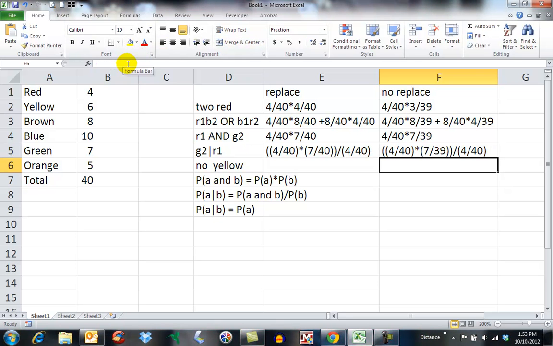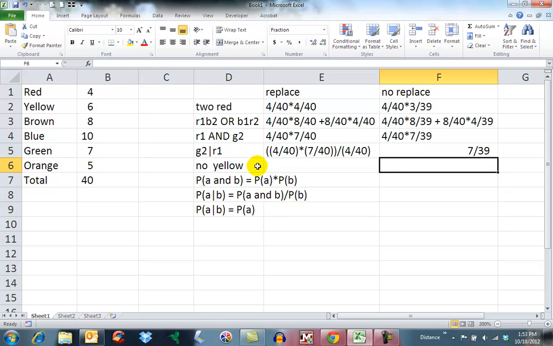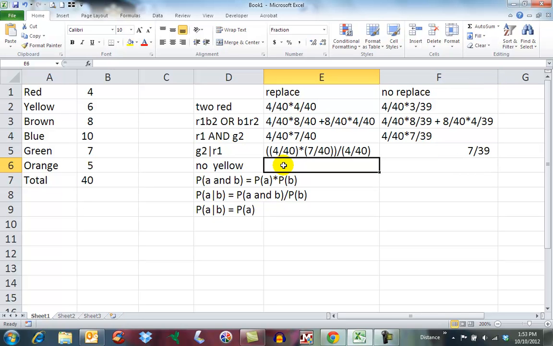But we can see that if we were to do this, if I put the equal sign in there, that's the math. If I put the equal sign in, I get 7 over 39. Well, the probability of no yellows, that's harder to find out than if we did the complement, which is going to be 1 minus getting yellows.